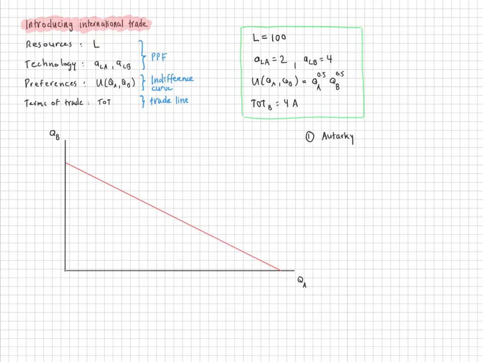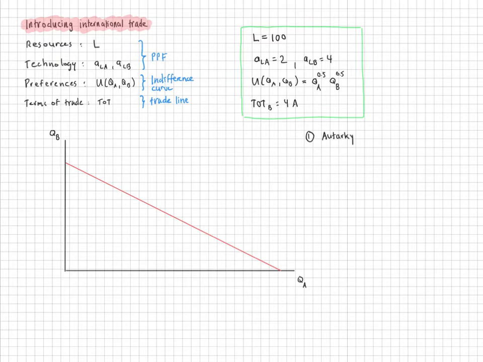So in autarky, when you cannot trade, then of course what the country consumes must equal what the country produces. But with international trade, we can separate those 2 points so that a country can produce a different mix of the 2 goods, A and B, than it chooses to consume. All right, so that's going to be the key to the benefits from international trade. And that's what we're going to be looking at in this video.